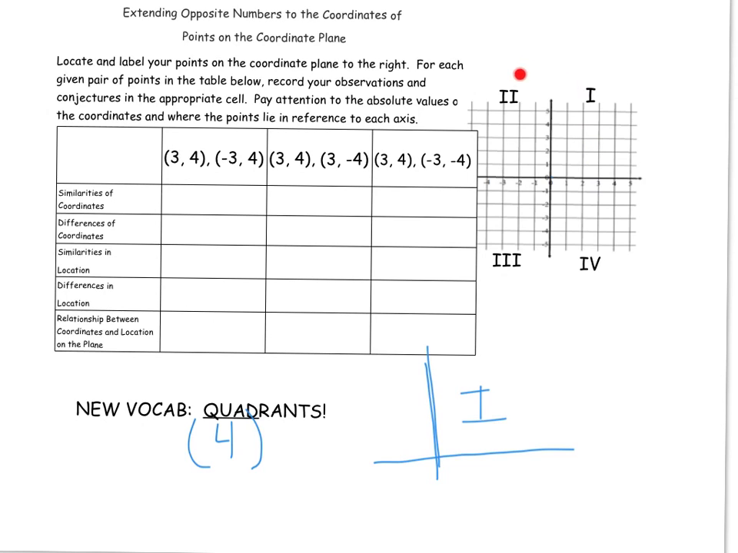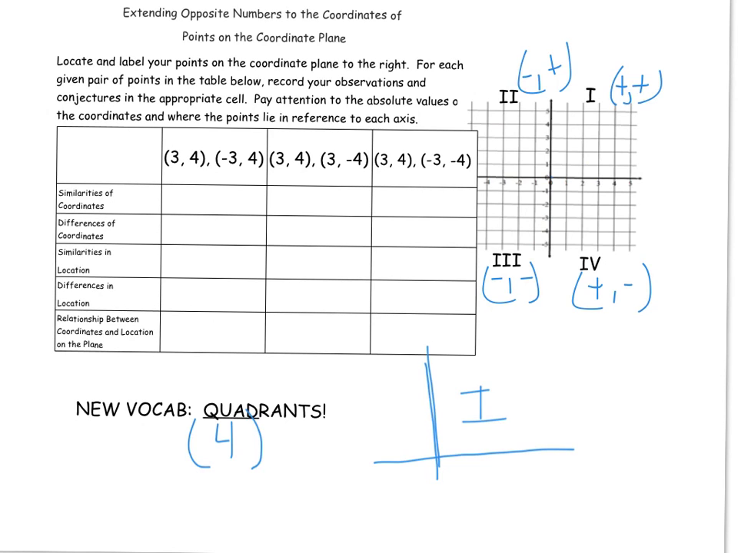So it's important that you realize that you start in the first quadrant, positive, positive, and then go counterclockwise. Quadrant 2 is negative, positive, because the x is always going to be negative. Quadrant 3, negative, negative, and quadrant 4, positive, negative. Some people even like writing that. So again, when I say that, I'm talking about the signs of the coordinates.